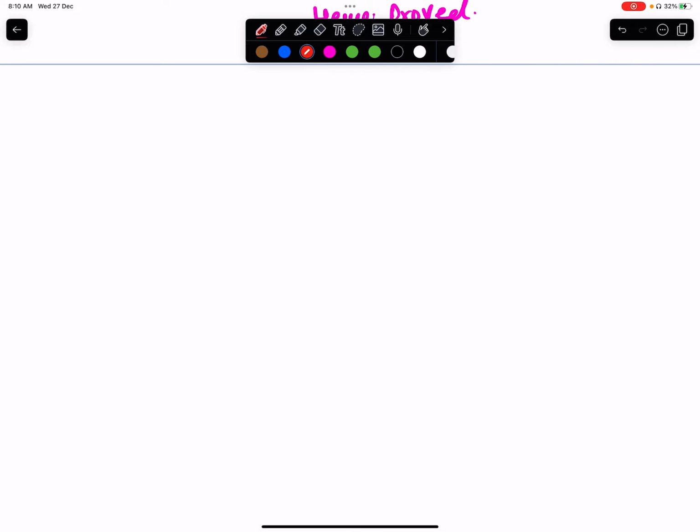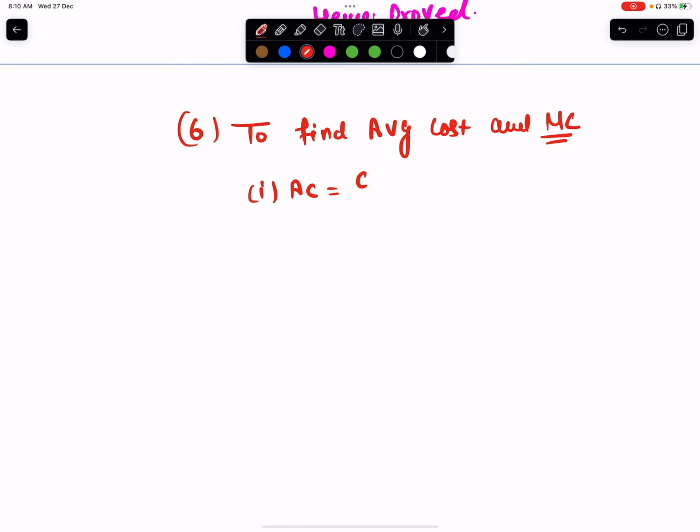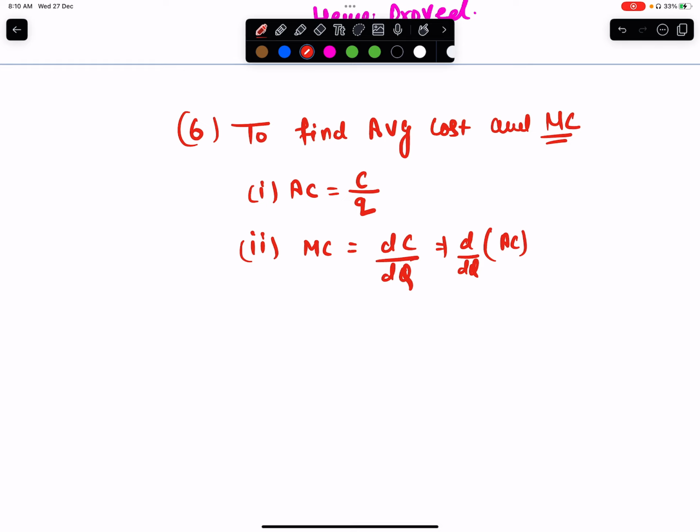Now another economic application is to find average cost and marginal cost. So what is average cost? Average cost equals cost by quantity produced. Second, marginal cost is dc by dq. Marginal cost is defined as the change in total cost when output is changed by a very small amount.